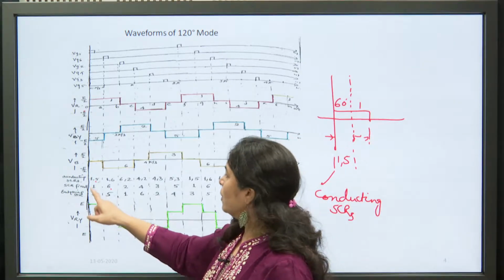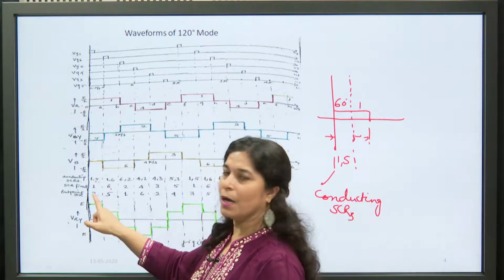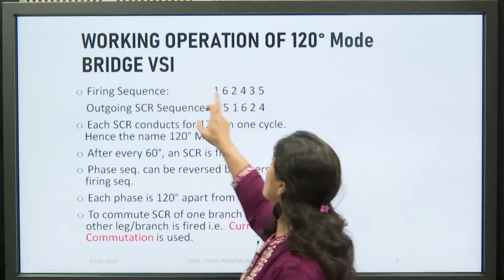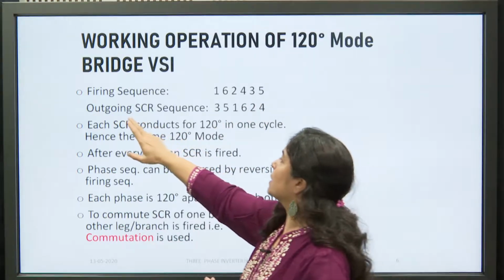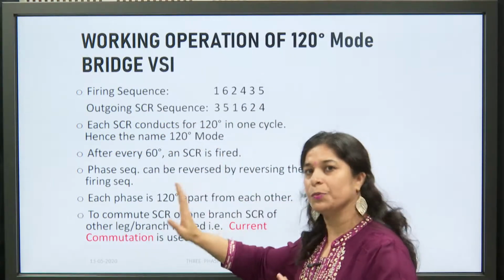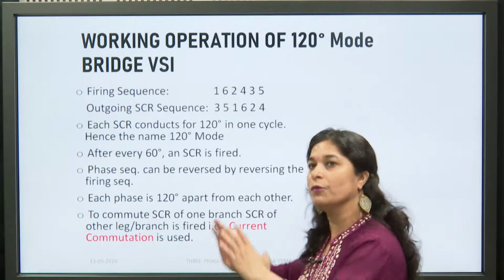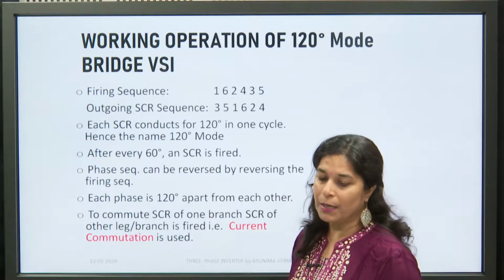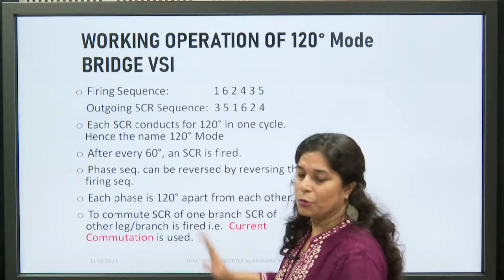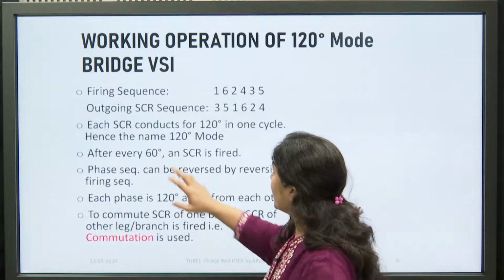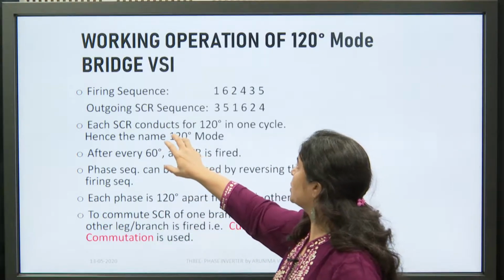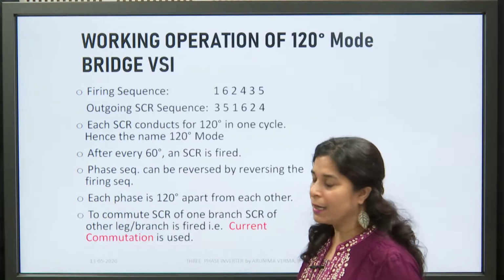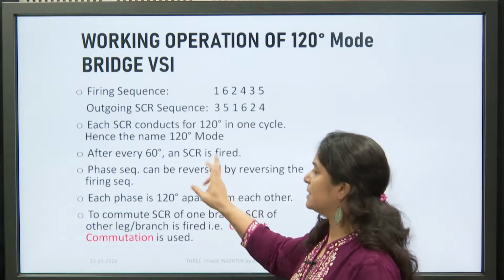Is it clear? So, when SCR 1 is fired, you can see the outgoing SCR is 3. So, I have made a sequence, like if firing sequence is 162435, the corresponding outgoing SCR sequence will be 351624. Now, this is again fixed because you have already fixed the firing sequence according to the numbering of SCRs. So, outgoing SCR sequence is also fixed. In 120 degree mode of operation, as you can see that each SCR conducts for 120 degree in one cycle, and after every 60 degree interval an SCR is fired.